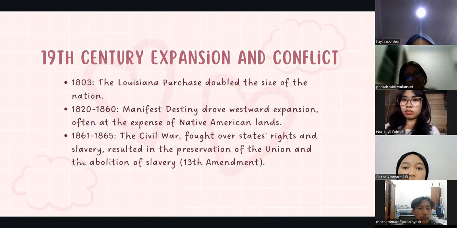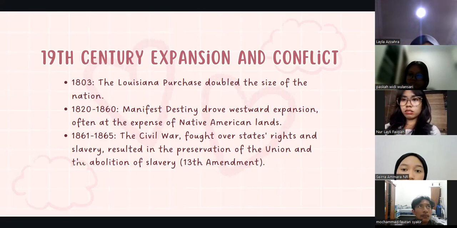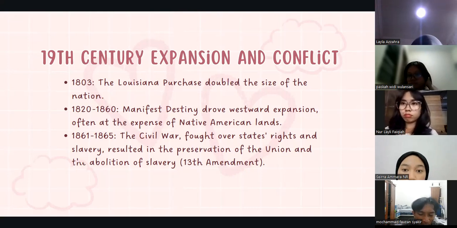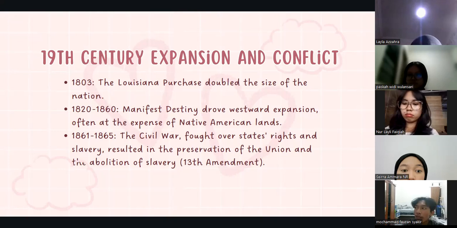And from 1861 until 1865, the Civil War was a war between the northern states and the southern states of the United States. The main issues were states' rights and slavery. The northern states wanted to keep the country together, the Union, and eventually they won. Slavery was abolished throughout the country with the passing of the 13th Amendment to the Constitution.